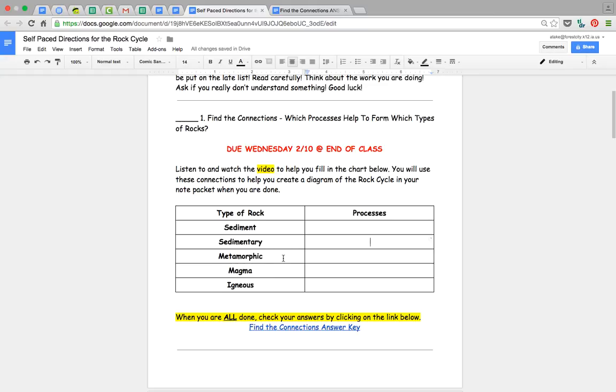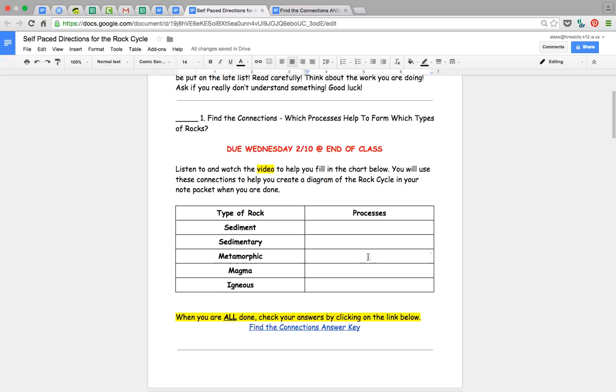Next, we're going to talk about metamorphic rocks. Remember, metamorphic rocks are rocks that go from one type of rock to another type of rock without ever becoming a liquid. There were two processes that we learned about. Both of them have to take place inside of the earth, and both of these processes help to form metamorphic rocks. One of them was when the rock was exposed to a lot of heat inside the earth, and then it started to get smashed together under a lot of pressure. Add its name to the box on the right.